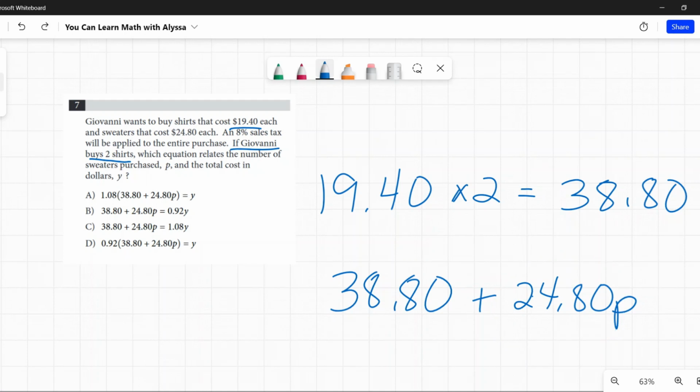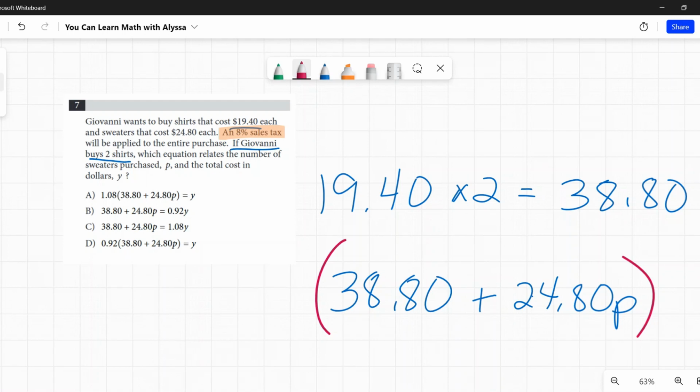But that's not what you pay. If you live in the United States, and if you're taking the PSAT, you probably do, you know that you have to add the sales tax after you've added up your whole purchase. In this case, we are told it is an 8% sales tax. How do I add 8% to all this? I need to multiply by something to increase that.